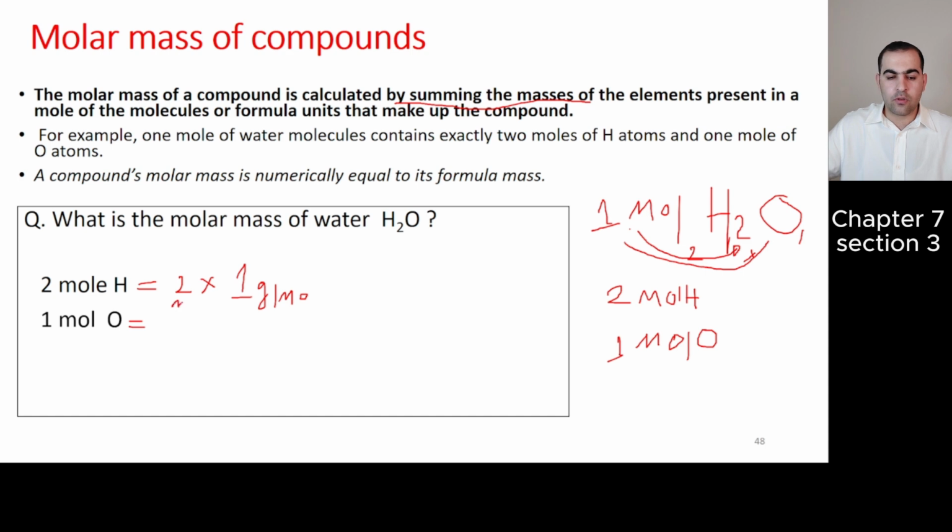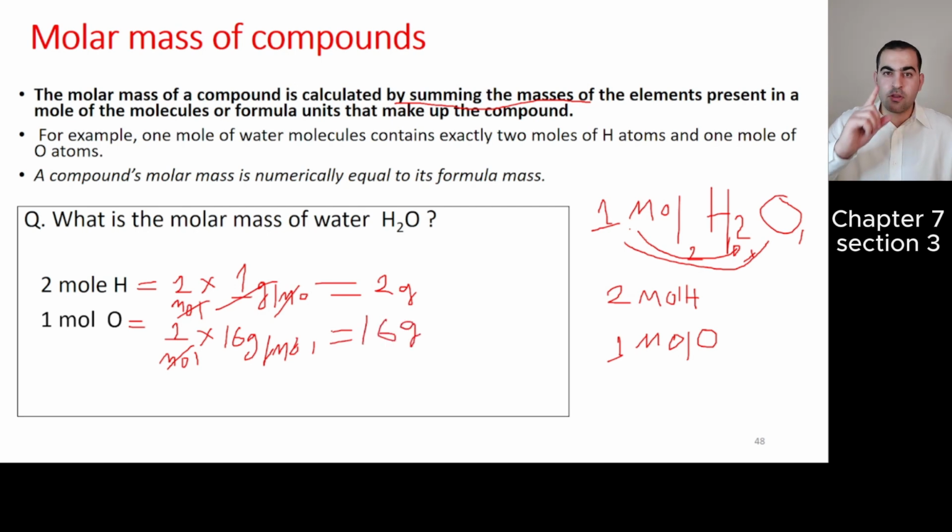Here, 2 mole times 1 gram per mole equals 2 gram. Mole and mole cancel out each other. We have 1 mole of oxygen times 16 gram per mole. Mole and mole cancel out each other. It equals 16 gram. In 1 mole of oxygen, there are 16 grams. In 2 mole of hydrogen, there are 2 grams.